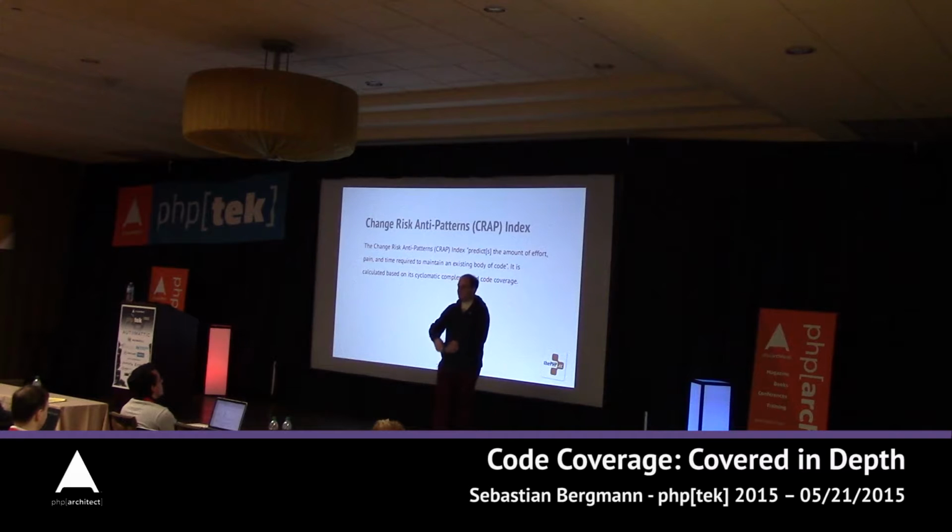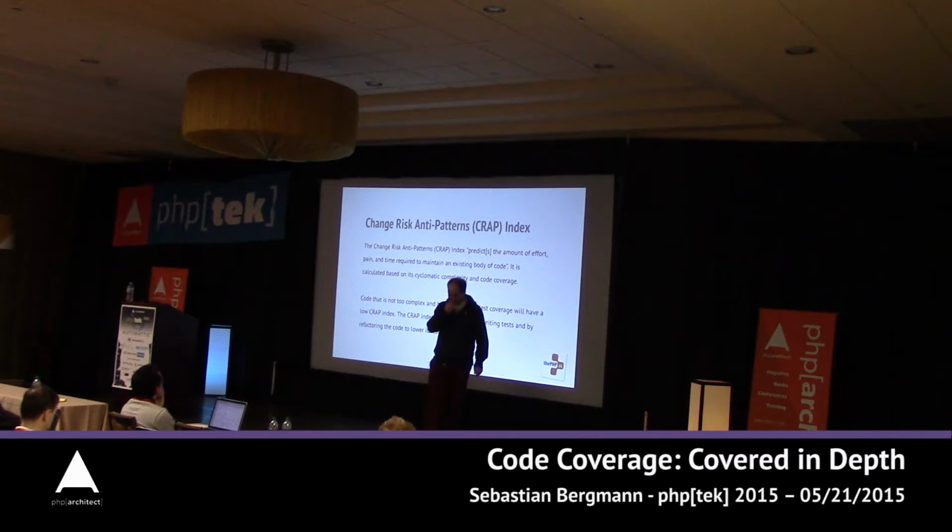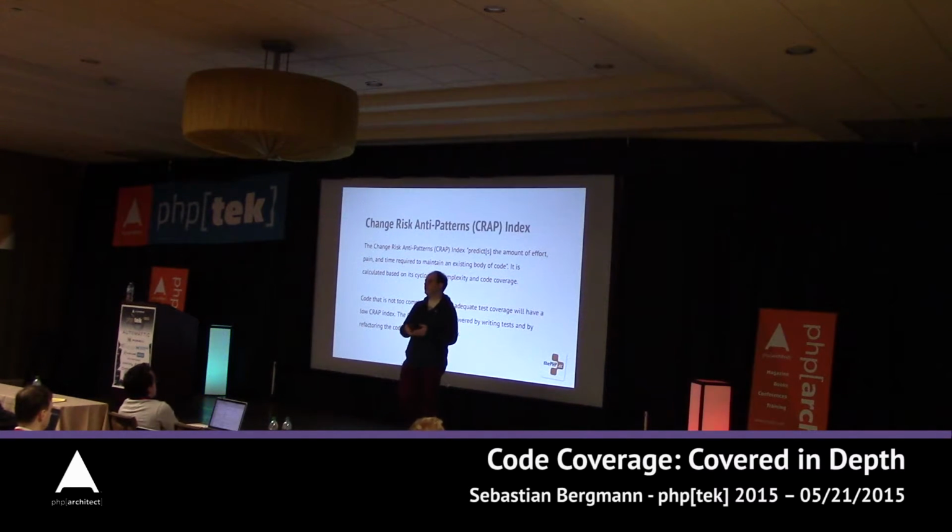And then he came up with this formula where he puts in the cyclomatic complexity and the code coverage of the unit of code and calculates the crap index. And the higher the crap index, the more pain. And pain we don't want to have. Pain leads to suffering, and so on. So code that is not too complex and has an adequate test coverage will have a low crap index. And the crap index can be lowered by either writing more tests, if I'm not at 100% already of code coverage for that unit of code, or by refactoring the code to have a lower complexity.